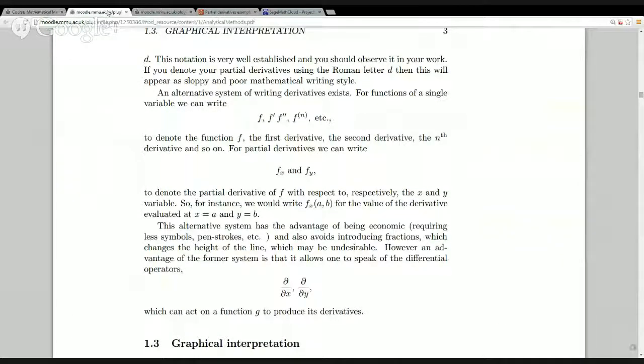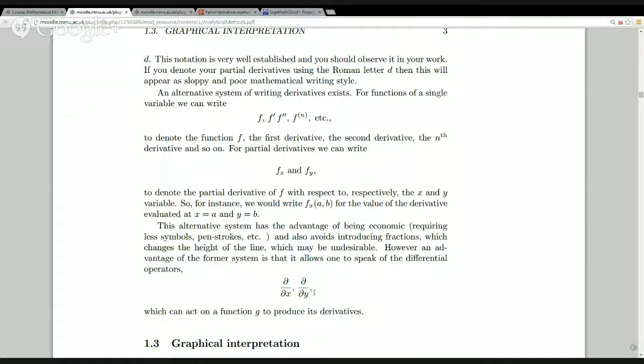Be to look at some example problems that I've got here. But first of all, just one little thing I skipped over in the notes up to now. So just look at it on page 3 here. And just to mention, there's a couple of different types of notation that are used for these partial derivatives, okay?